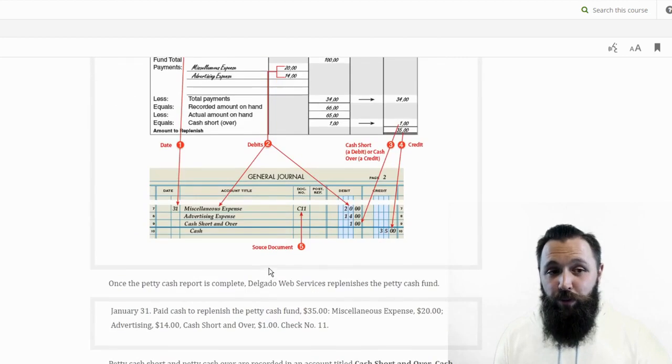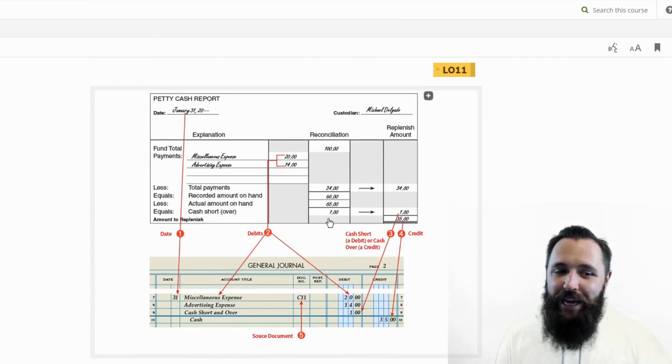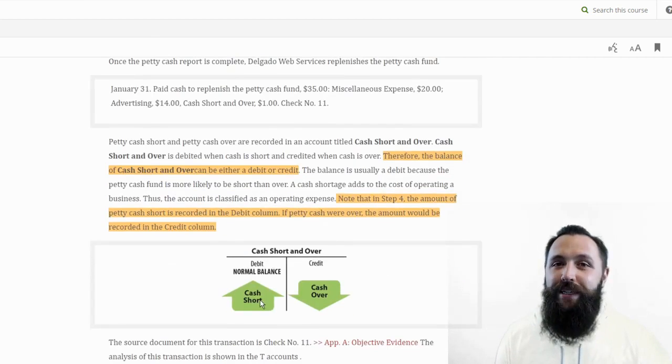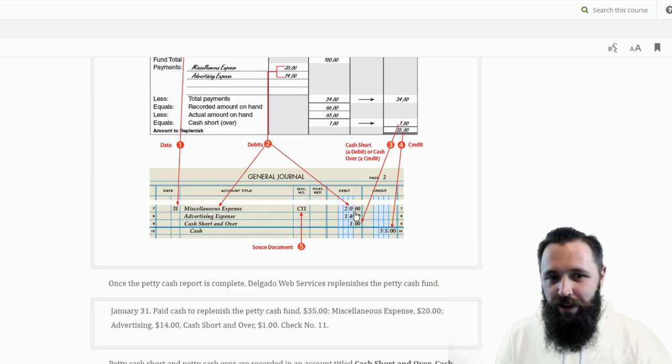So here, did we have a cash short or over? Well, we had a cash short. When we have a cash short, we debit it. So we're going to debit cash short and over here. And what do we have to do then? Well, we have all these debits here on the left-hand side, right? And how are we actually paying for them? Well, we're paying for all of these with cash.